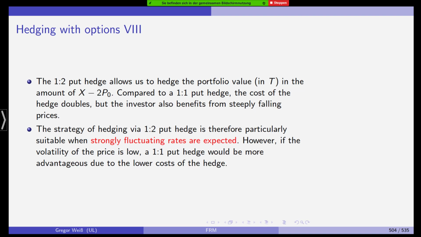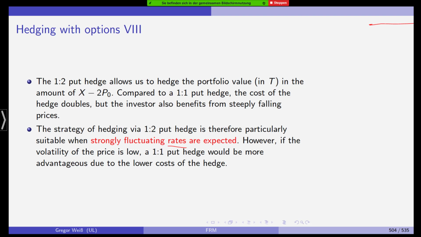So the 1-to-2 put hedge allows us to hedge the portfolio value, again in capital T, in the amount of x minus 2 P0. And compared to a 1-to-1 put hedge, the cost of the hedge doubles, but we will also benefit from extremely negative changes in the underlying price. And the strategy of hedging via a 1-to-2 put hedge is therefore particularly suitable when you expect strongly fluctuating, not rates, but prices for the underlying.